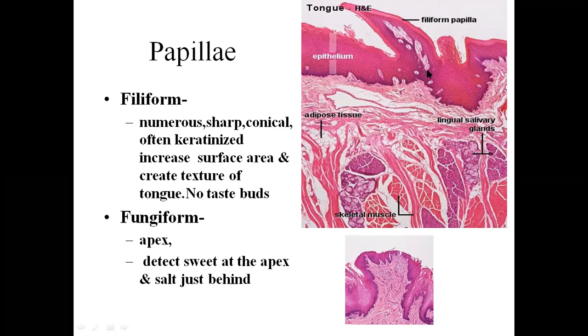After filiform papillae, the next papillae we see, most probably towards the apex, are the fungiform papillae, which are slightly broadened. The lining epithelium here is stratified squamous, non-keratinized. Fungiform papillae have a few taste buds which detect sweet and salt tastes.